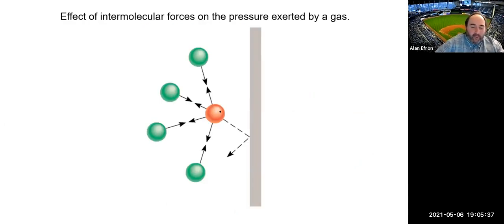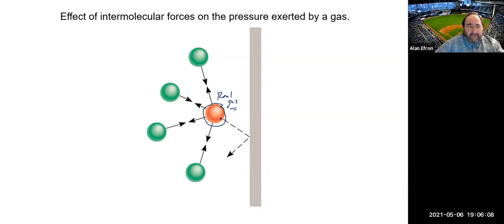But our red gas molecule wanting to basically hit the wall, feeling some of the attractive forces from those green molecules, is going to kind of slow its roll into that wall. And again, it's going to take a little bit longer perhaps for the collision to take place. It might not collide as strongly as it would in an ideal situation. So here in the real gas situation, that's what we see here, an effect on the pressure because of those attractive forces.